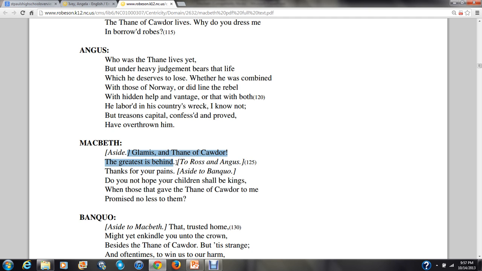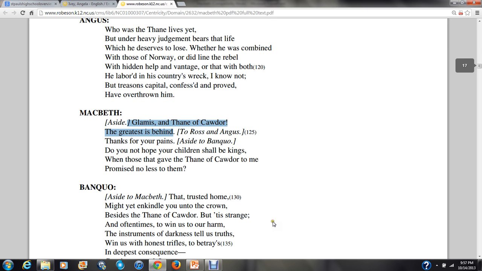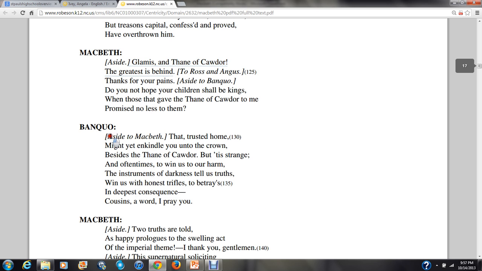And he assumes that because one prophecy has come true, they'll all come true. But Banquo, in an aside to Macbeth, says, "'Tis strange, and oftentimes, to win us to our harms, the instruments of darkness tell us truths, win us with honest trifles, to betray us in deepest consequence." In other words, just because these witches have told him something that is true does not mean that it is good. Because evil people sometimes will give you a little bit of the truth in order to get you to cause your own destruction. It's kind of like giving somebody enough rope to hang themselves, so to speak.